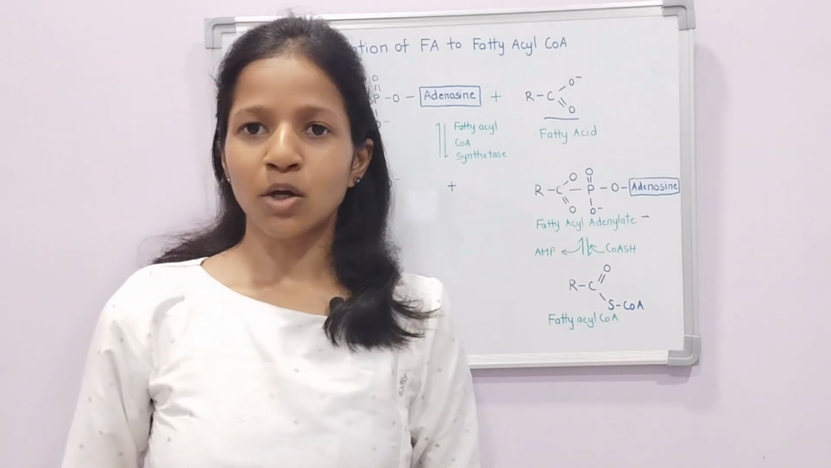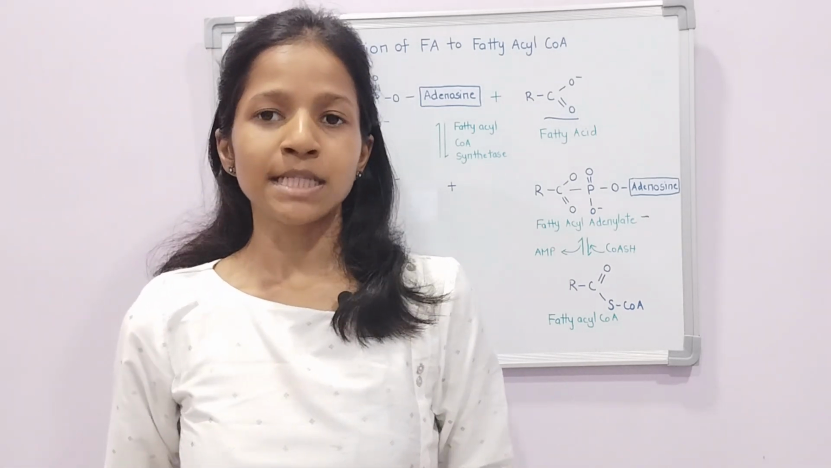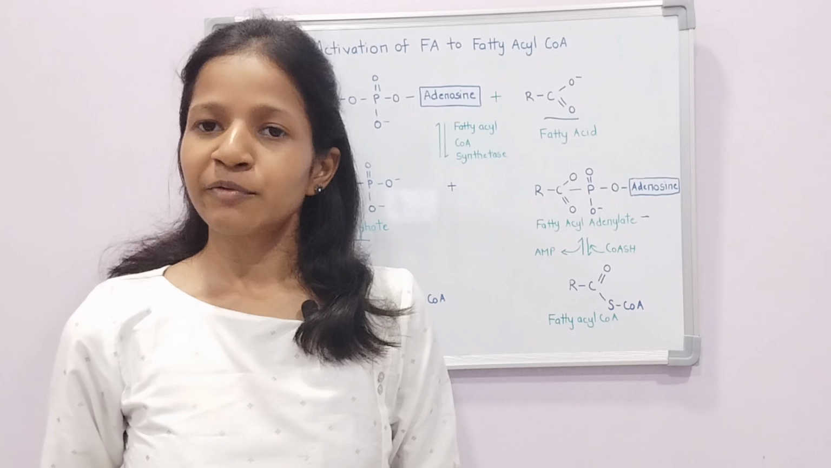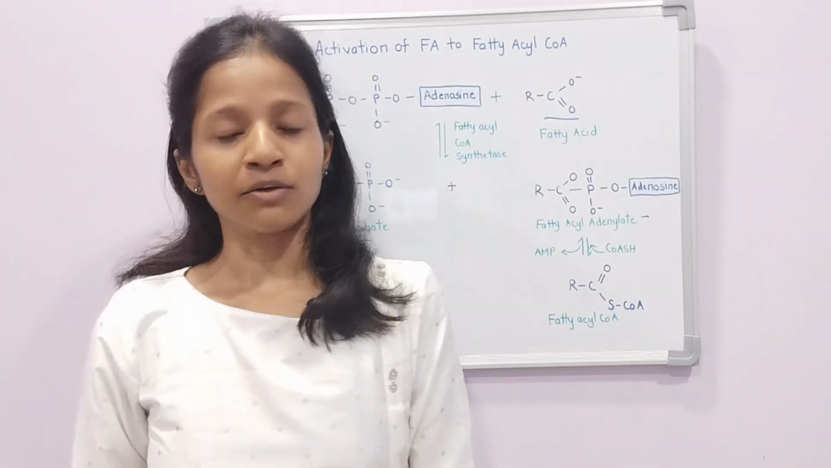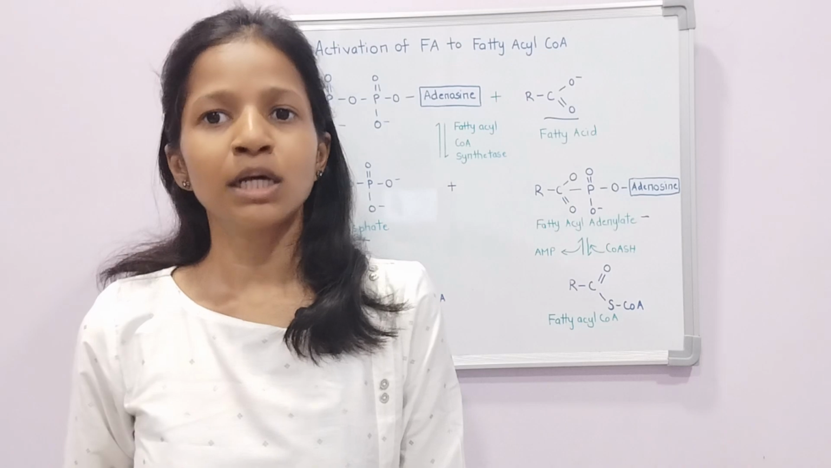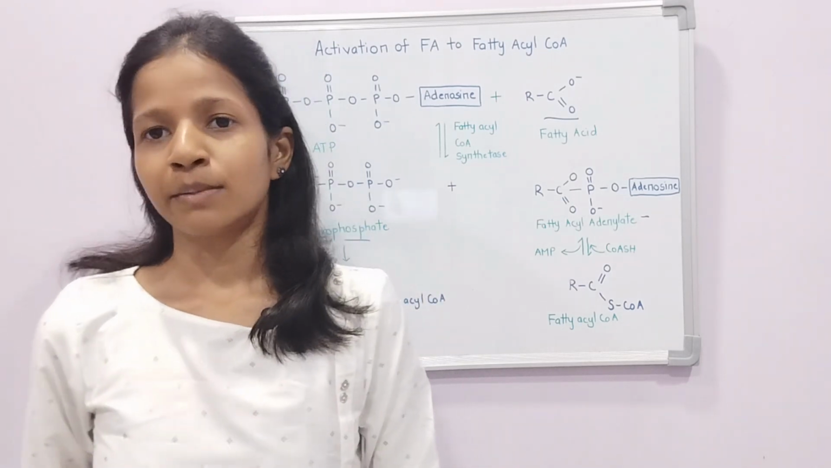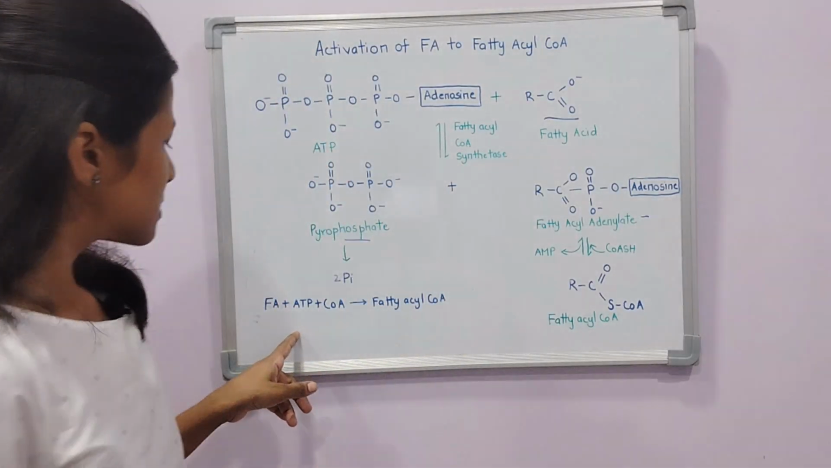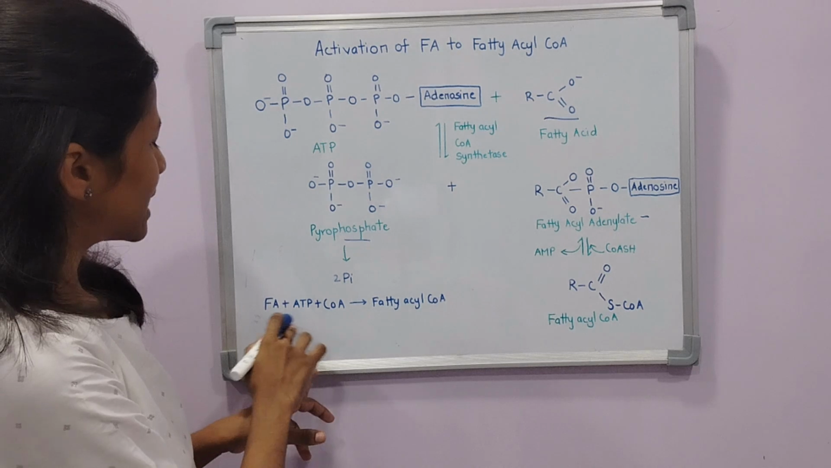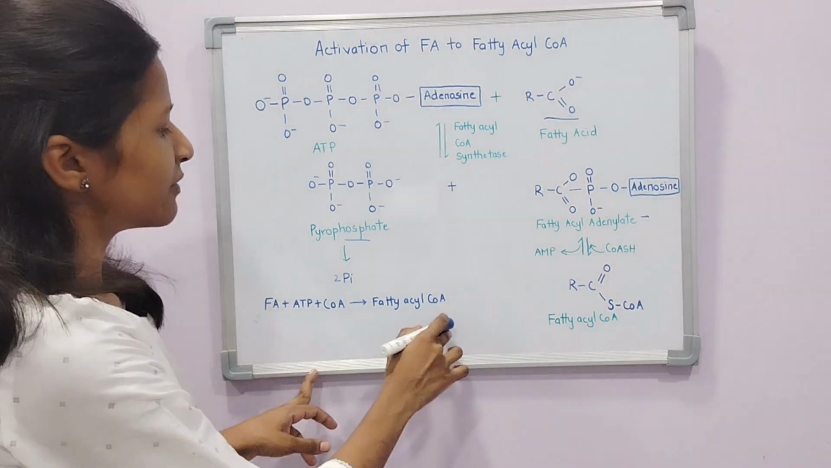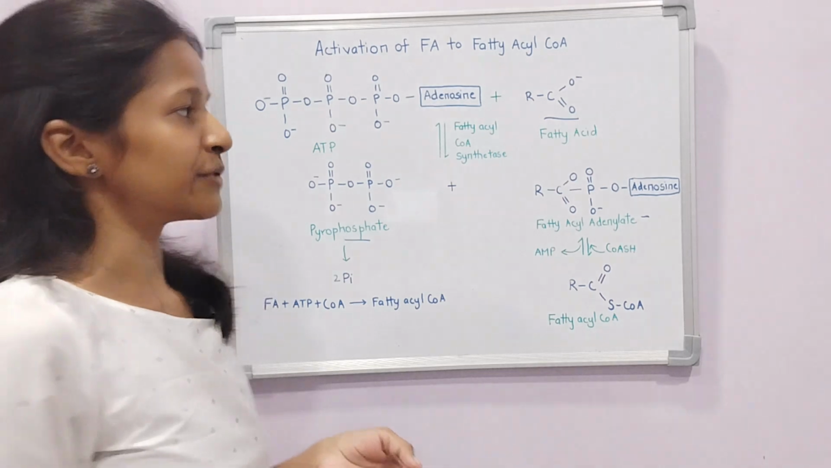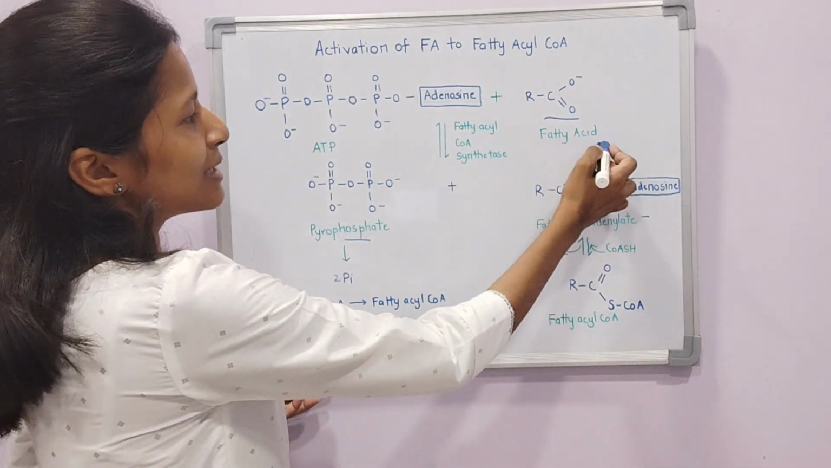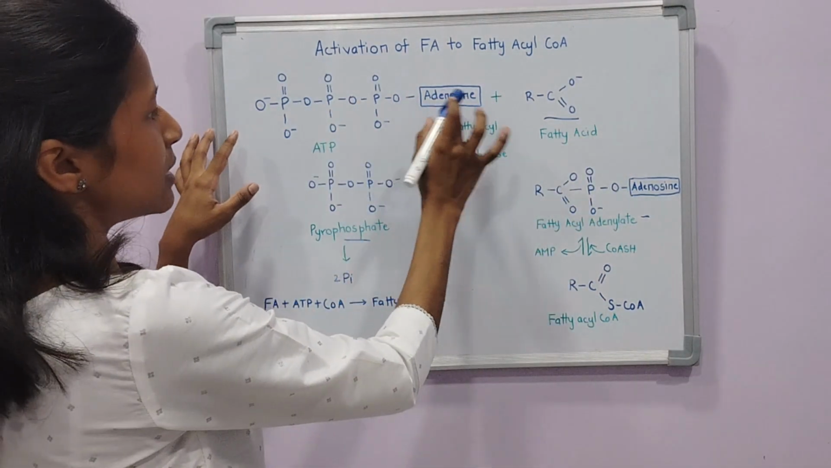Let's see about beta oxidation proper that takes place inside the mitochondria. Before that, let us see how a molecule of fatty acid is converted to fatty acyl-CoA, which is the active form that can be metabolized. So this is the reaction, fatty acid reacting with ATP and CoA, giving rise to fatty acyl-CoA plus 2 molecules of inorganic phosphate. So a molecule of fatty acid is reacting with ATP here.